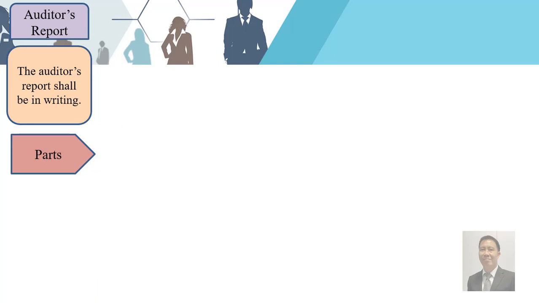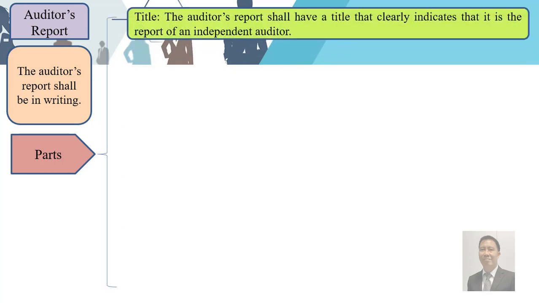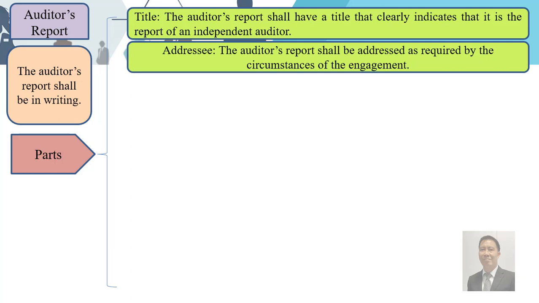Now, the auditor's report, or we call it independent auditor's report, shall be in writing and we'll go through the major parts of the audit report. So the first one is the title. It is important that the title will include the word independent, so we know that the audit opinion or audit report is coming from an independent auditor. The addressee is usually the one who needs the report. So in an external audit, the addressee usually will be the shareholders or members of the company.